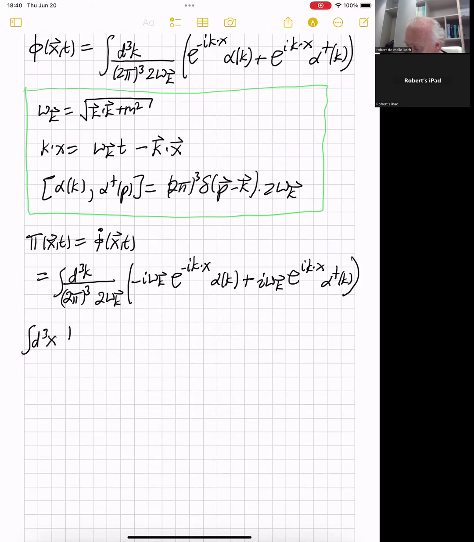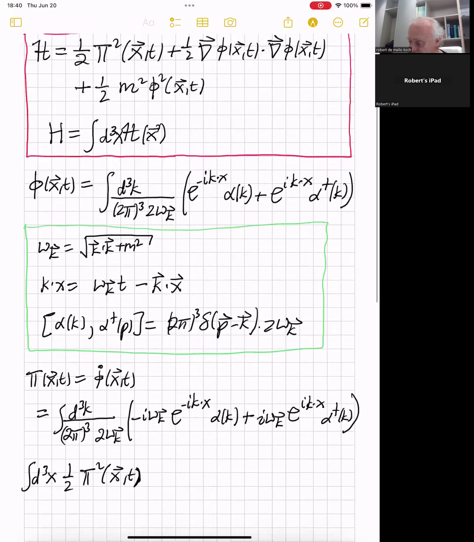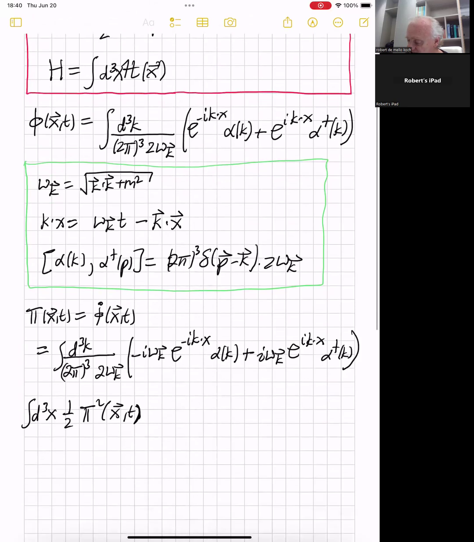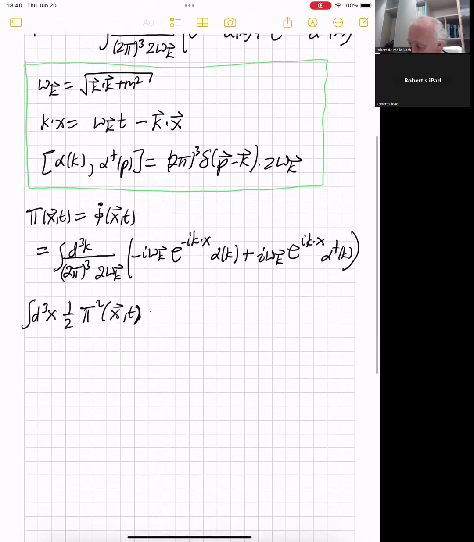We will have 1/2 π² of x and t. Okay, this is the first term from the Hamiltonian density. To do that integral, what will we have? Well, it'll be an integral d³x. Let's not forget the 2, we'll put that over 2.